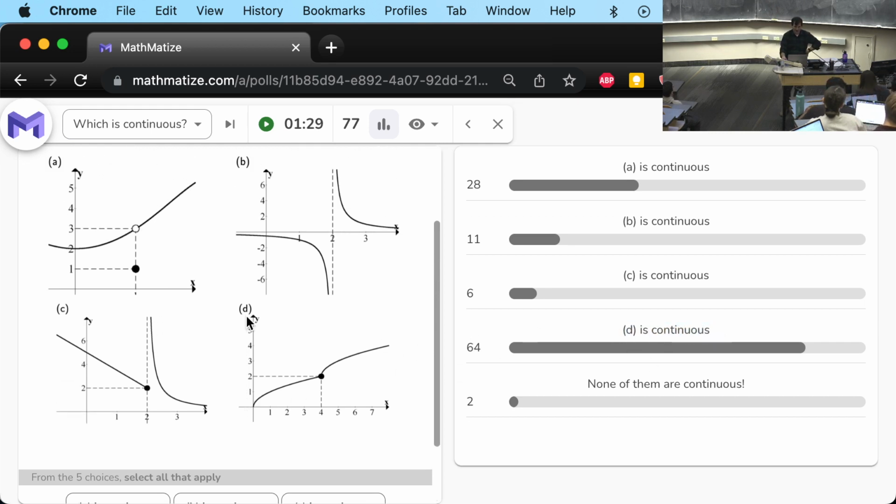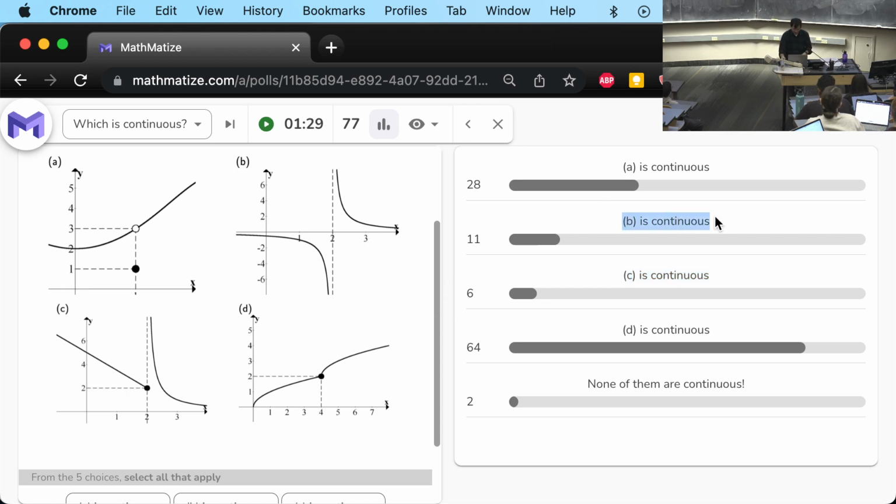Let's look at the other ones people chose. So C, most people think is not continuous. That is also correct. C is not continuous. If you're drawing C, you kind of come down this side of the line and you get stuck here at the point 2, 2, and there's no way for you to jump to the other half of the function, without smudging the page in a way that you're not supposed to. So C is also not continuous.